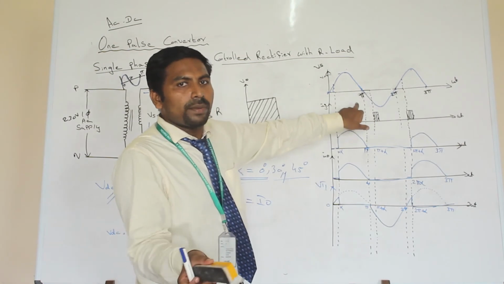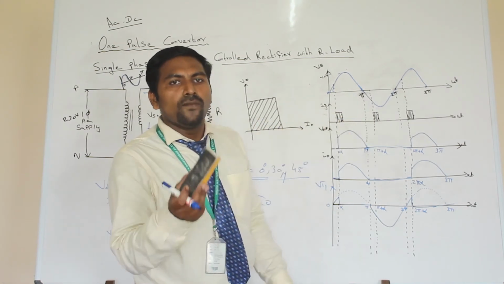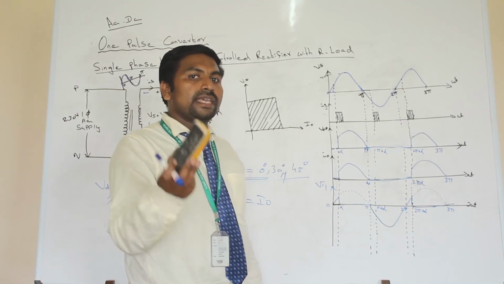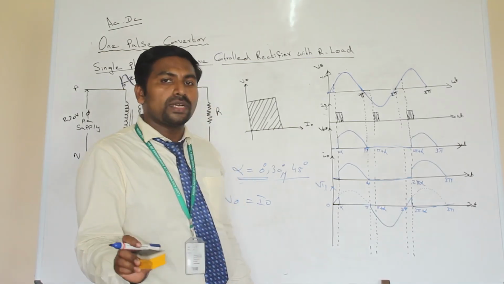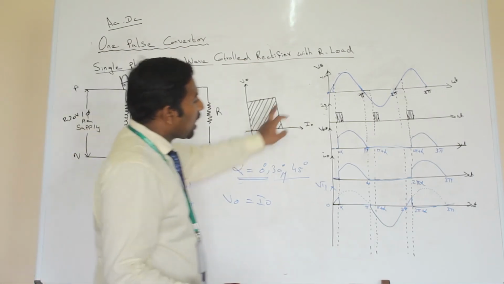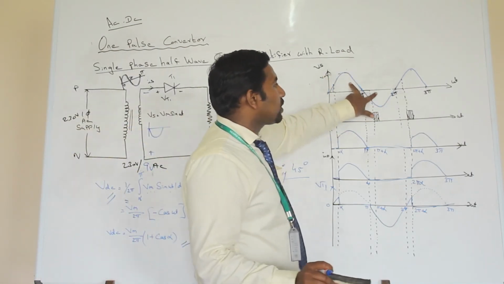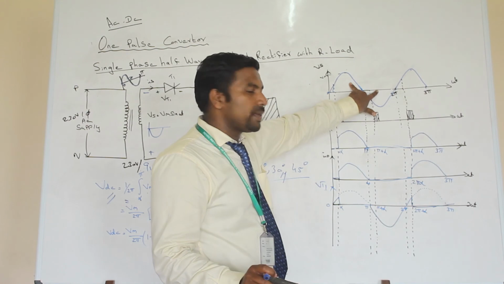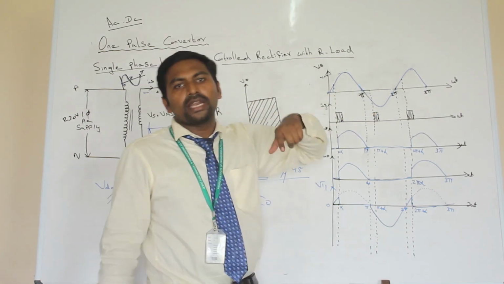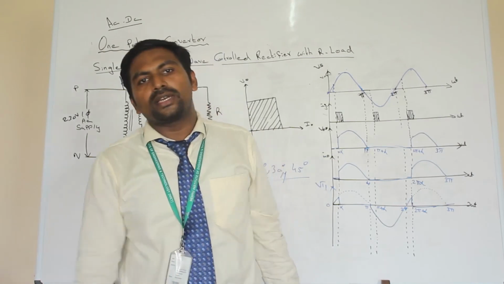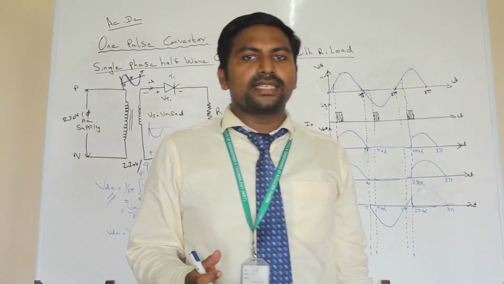In the next topic we will be discussing the single phase full wave controlled rectifier. In the single phase full wave controlled rectifier, both the half pulses will be controlled, both the positive and the negative half pulse. So it is called a single phase full wave controlled rectifier. About it we can discuss tomorrow.